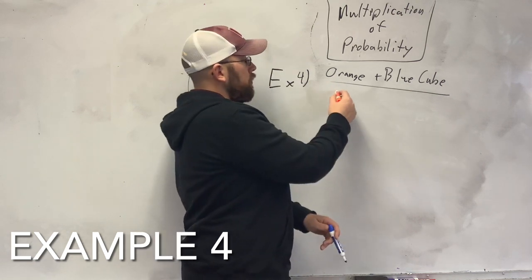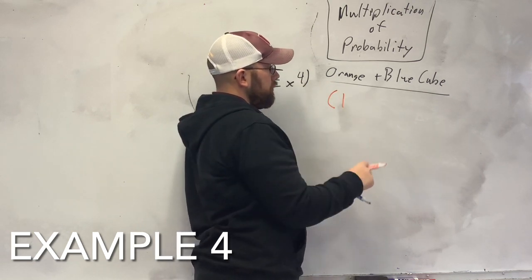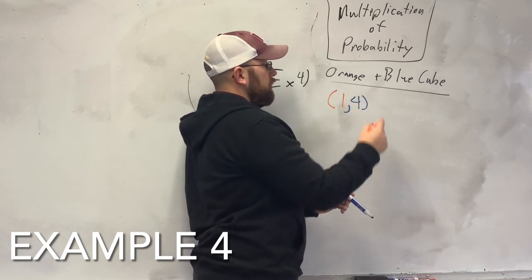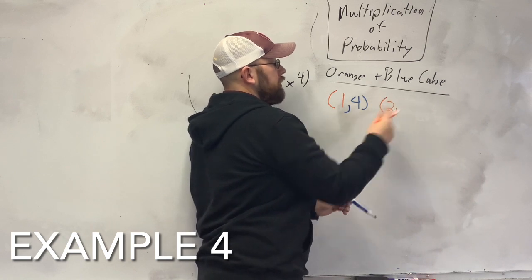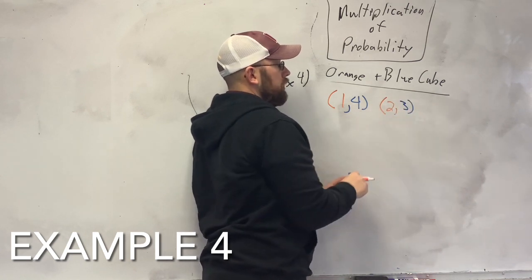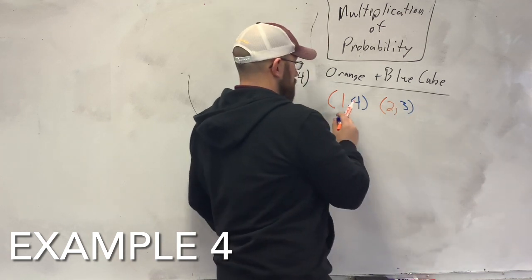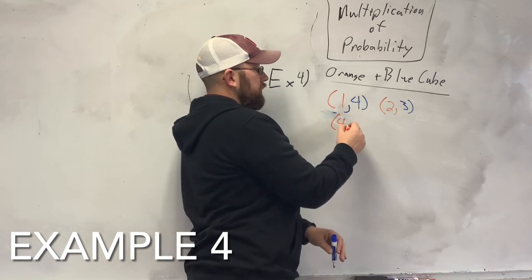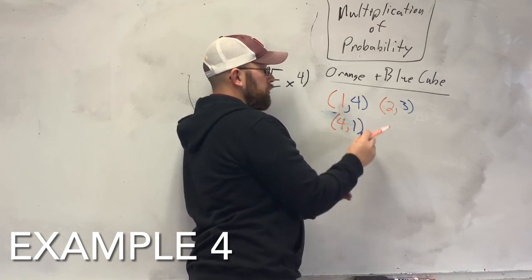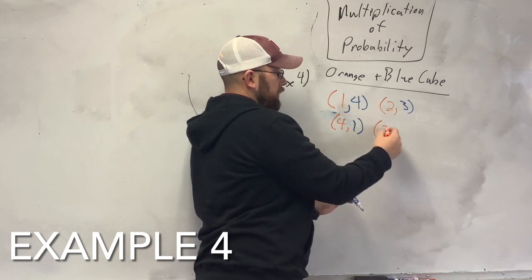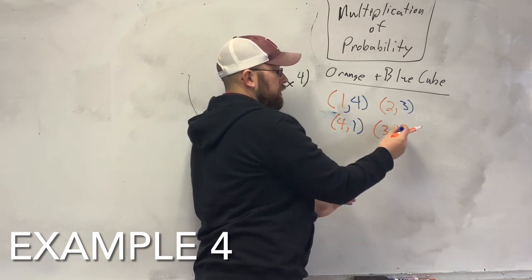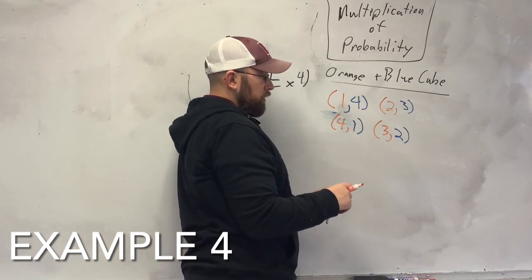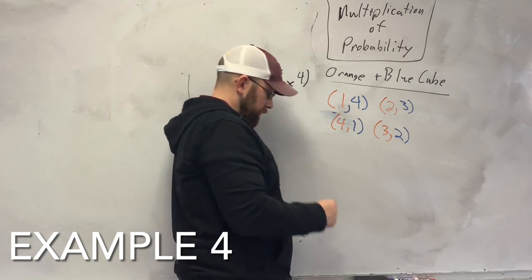So I can roll a 1 on the orange and a 4 on the blue. I can roll a 2 on the orange and a 3 on the blue. Now I can roll a 4 on the orange and a 1 on the blue. Or I can do a 3 on the orange and a 2 on the blue. So there's 4 possibilities of me rolling a 5. So we'll do this one first.